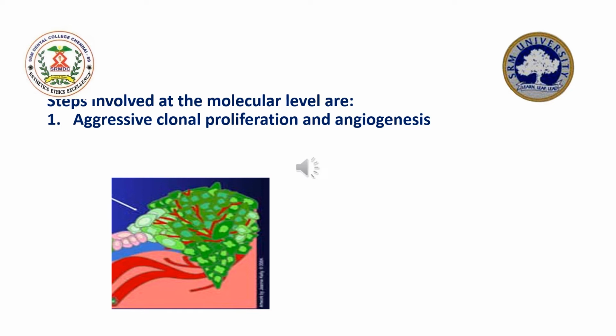Coming to angiogenesis. Angiogenesis is an important factor in progression of cancer. It is a physiological process through which new blood vessels form from the pre-existing blood vessels.